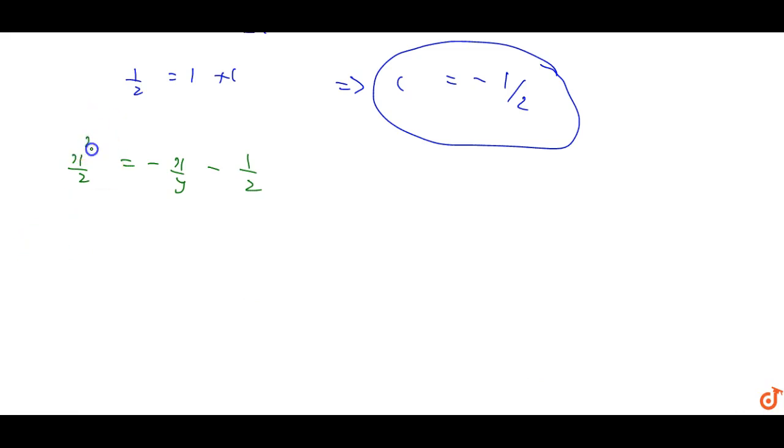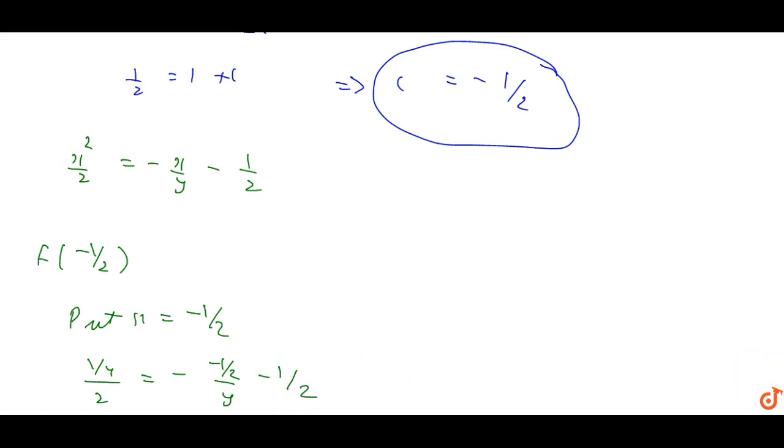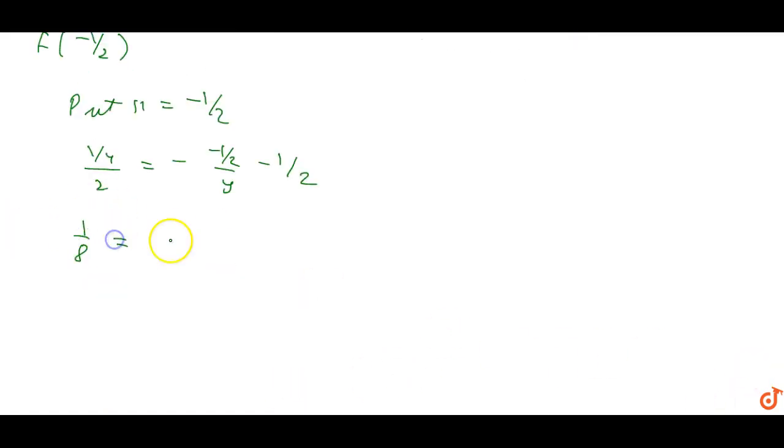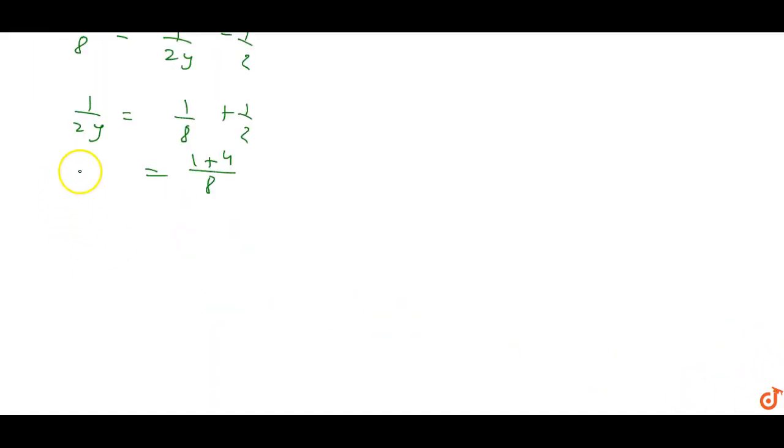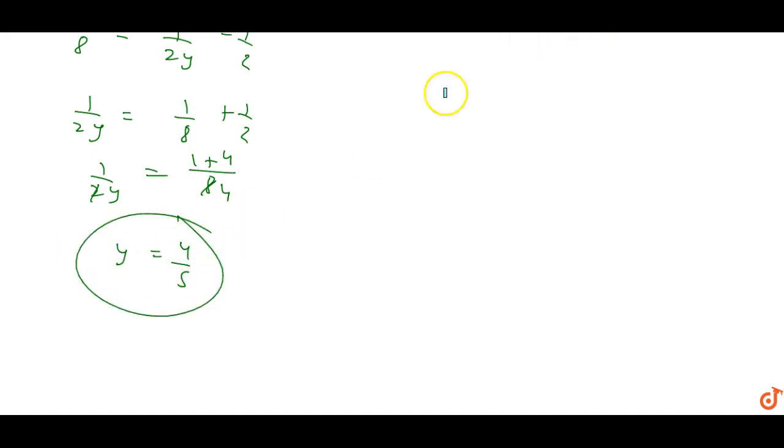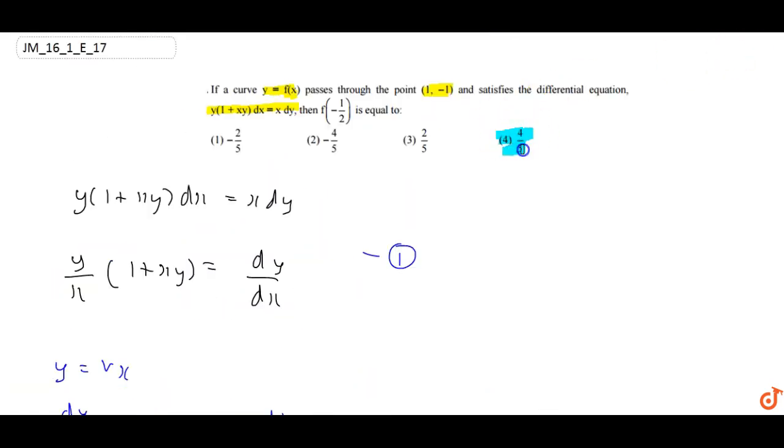Now we have to find the value at x = -1/2. Put x = -1/2 in the equation, so (1/4)/2 = -(1/2)/y - 1/2. We have 1/8 = 1/(2y) - 1/2, so 1/(2y) = 1/8 + 1/2 = (1 + 4)/8 = 5/8, so y = 4/5. So this will be our answer. Option 4 is the correct answer.